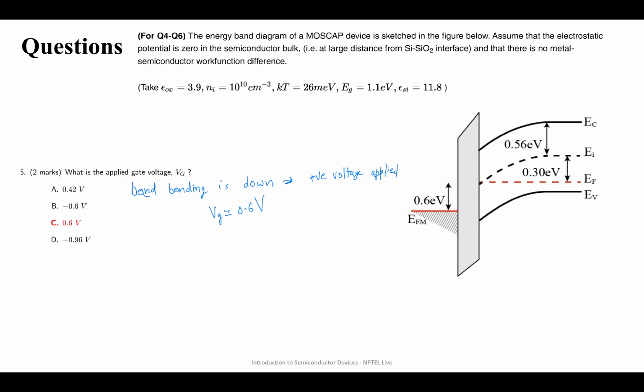Again, you made the same mistake. It's below EF, so it's positive. Yeah, it's 0.6 volts, so it's below EF. As I said, in the energy band diagram, if it's below, then it's positive. So this is 0.6 volts.